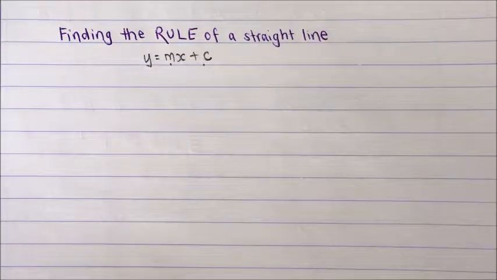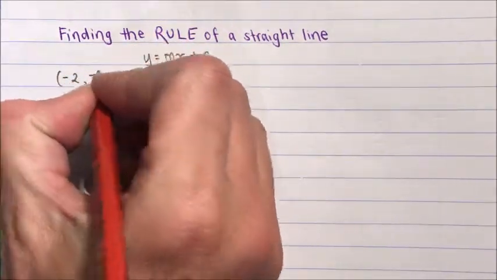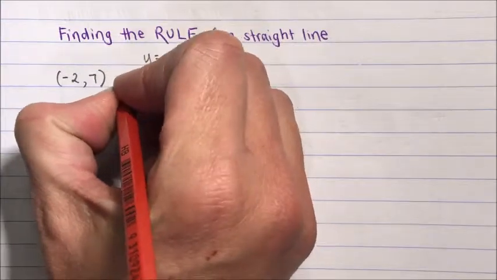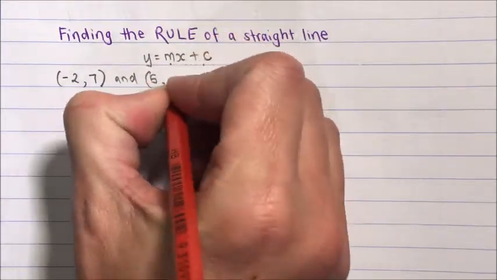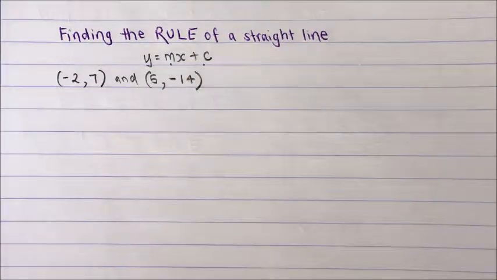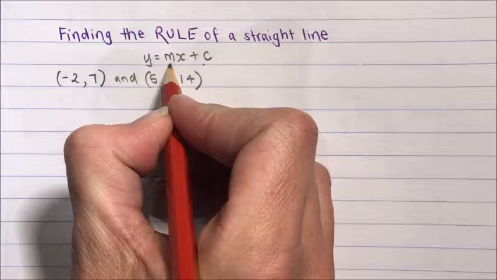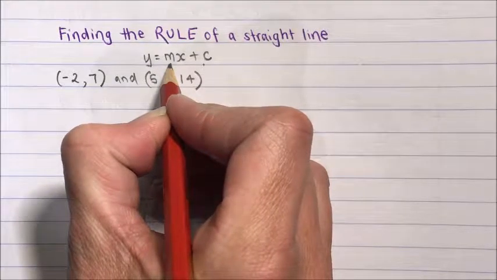on that line. So if you remember, when we were working out the gradient, step number 1 was to choose 2 points on the line. So, given 2 points on the line, let's say (-2, 7) and (5, -14), that's all we need to work out the rule. Because step number 1 needs to be finding m. So we already know how to find a gradient. Let's just do it again.